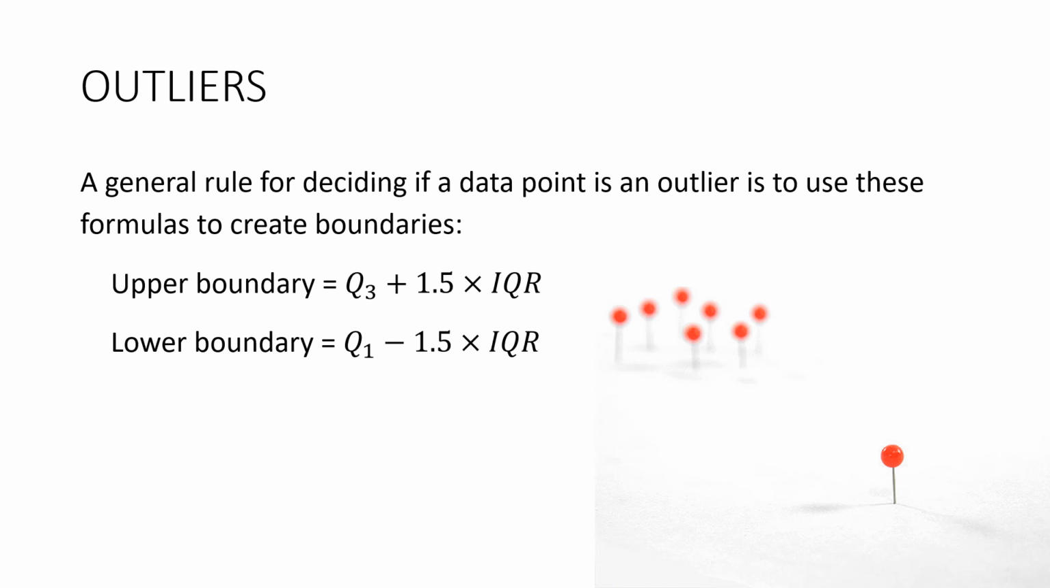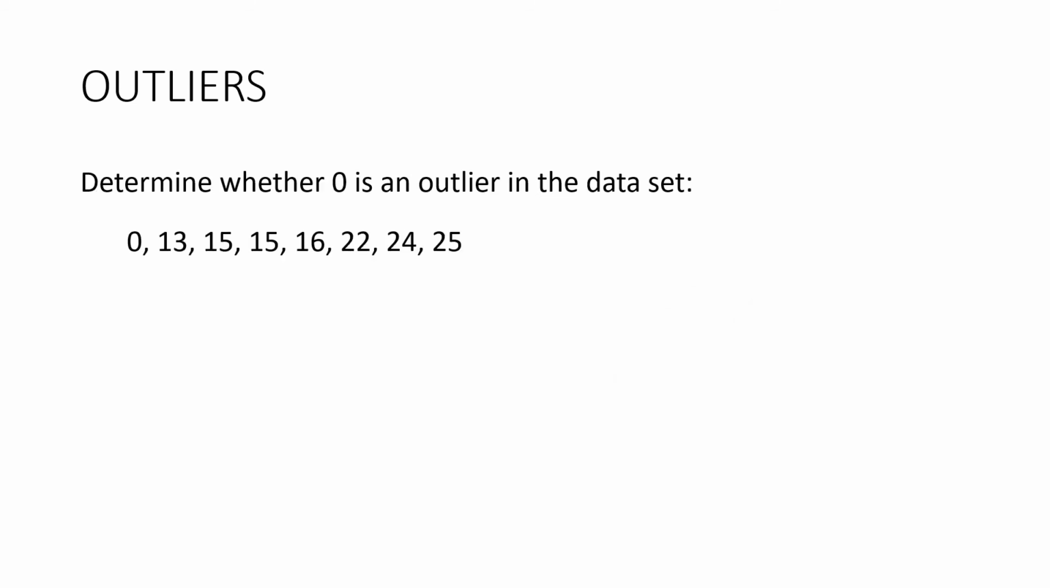Now we talked before about outliers, and a general rule for deciding if a data point is an outlier is to use these formulas to create the boundaries. The upper boundary is quartile 3 plus 1.5 times the interquartile range, and the lower boundary is the lower quartile take away 1.5 times the interquartile range. And that's just going to give us some cutoffs. So you saw before in the parallel box plots how the female data had an outlier. They would have used these rules to figure out that that was an outlier. Let's look at an example.